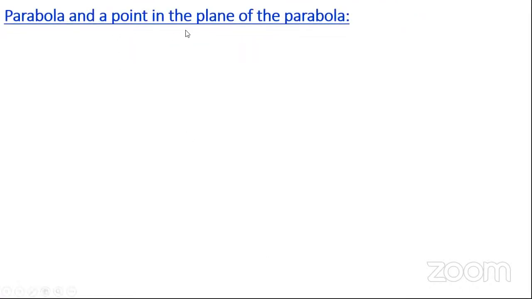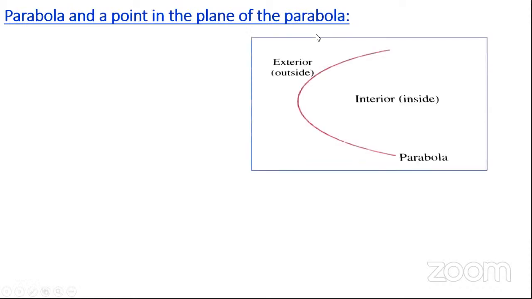Now, parabola and a point in the plane of the parabola. Let us take a parabola, children. The points on the parabola, which satisfy the condition SP is equal to PM, are said to be points on the parabola. And points like focus are said to be points in the interior plane of the parabola. The points which are not in the interior of the parabola or on the parabola, and outside the branches of the parabola, are called the points in the exterior plane of the parabola.